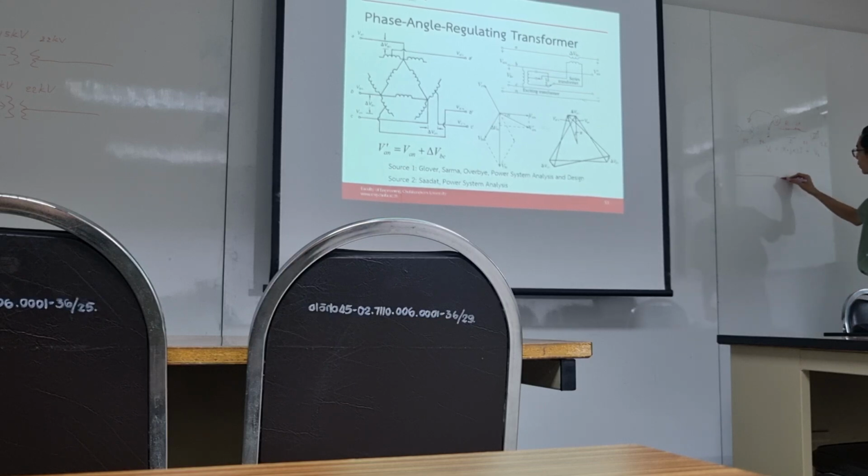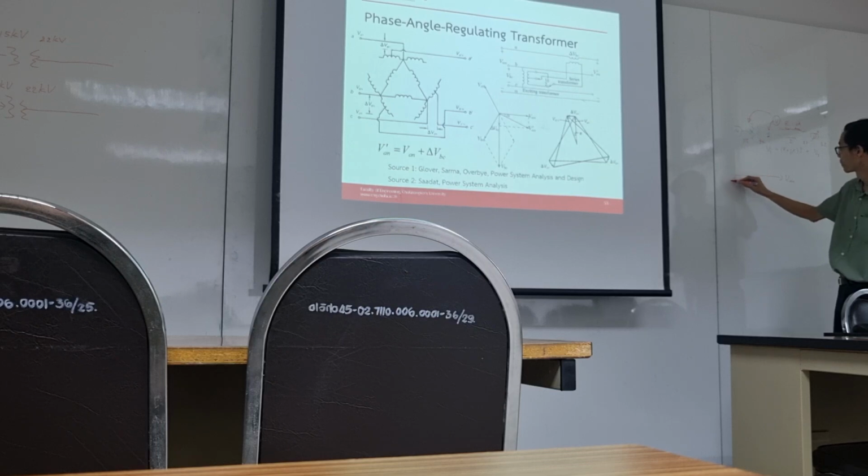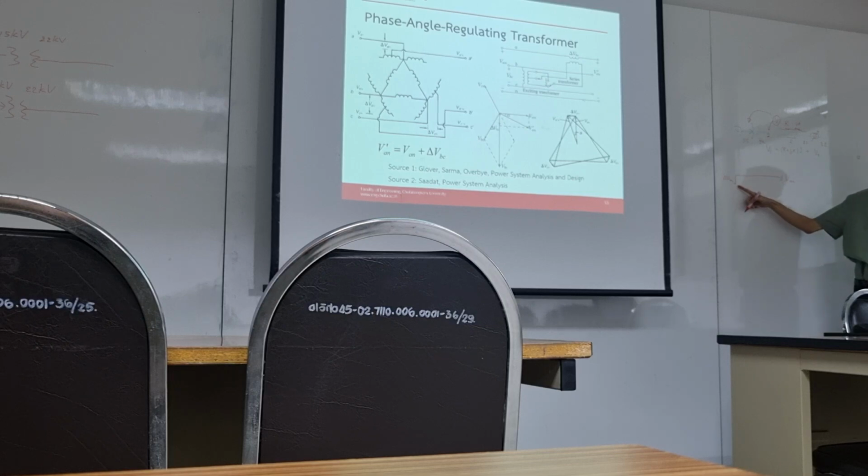Okay, this is VAN here. Delta VBC is this thing. And then what is VAN prime? You can see that if you add this voltage, VAN prime equals VAN plus delta VBC, and this is 90 degrees. You can see that you can change the angle of VAN, right? You can change the angle. The angle will be something different. So, any question?